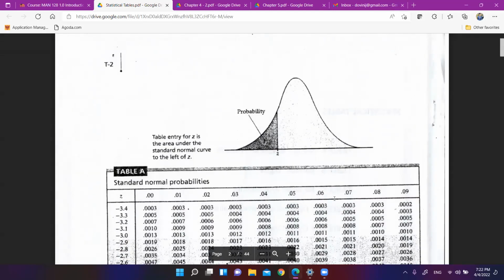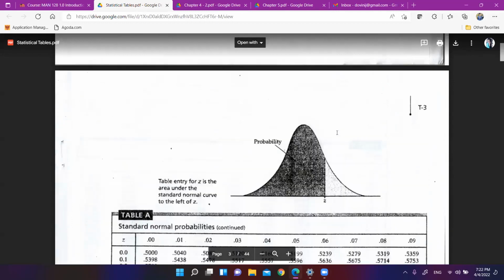Let's see whether we can. This is easy, right?